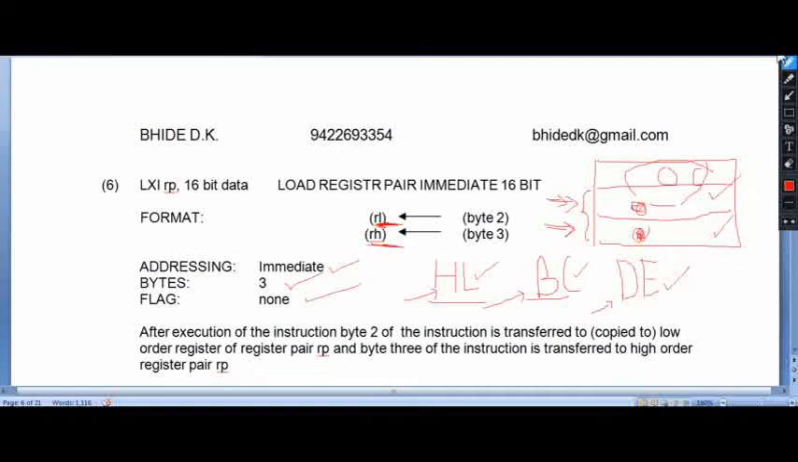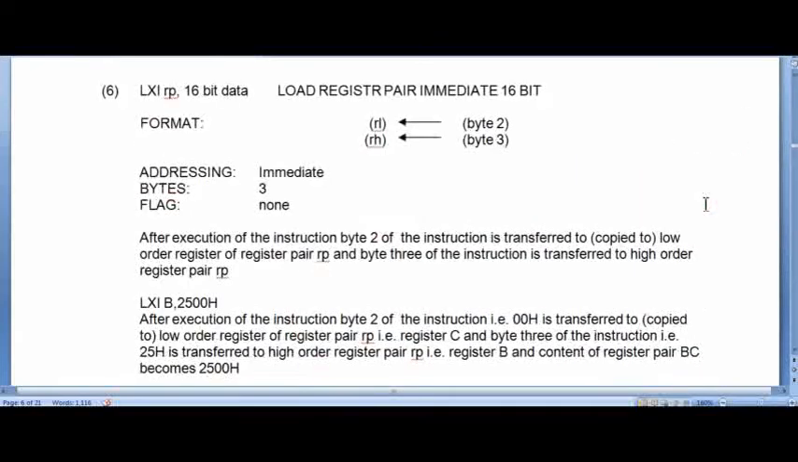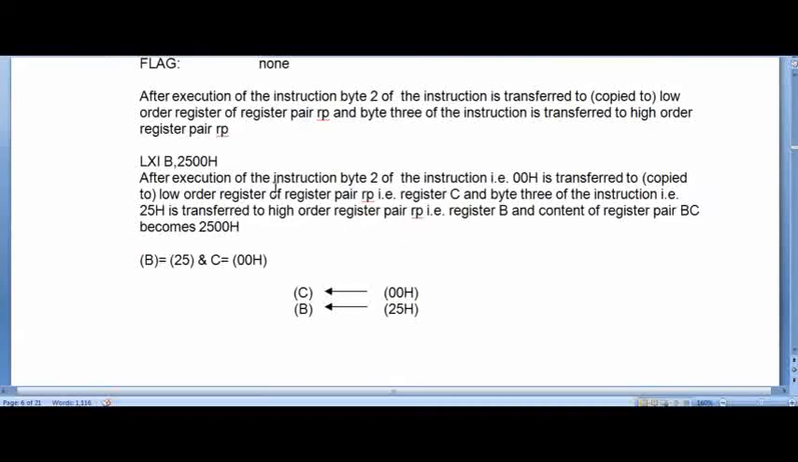Now let's move to a specific example. LXI B, 2500. First is the operation code, written as OC. Second is the low order data. LXI B, 2500. That means in register pair BC you have to fill the number.